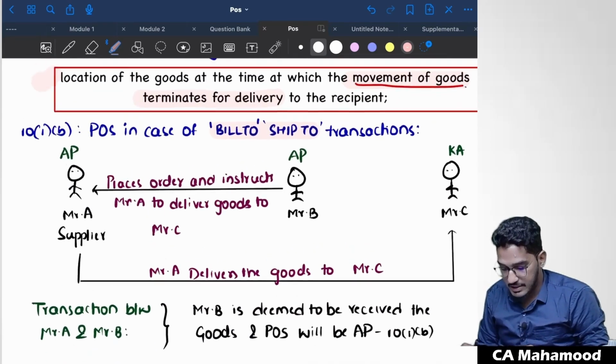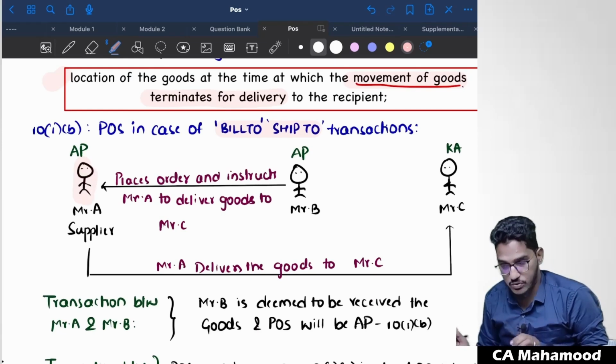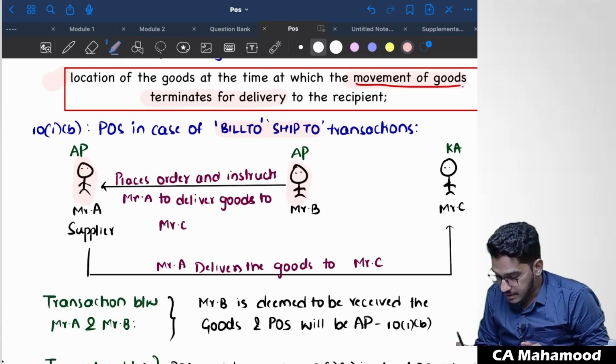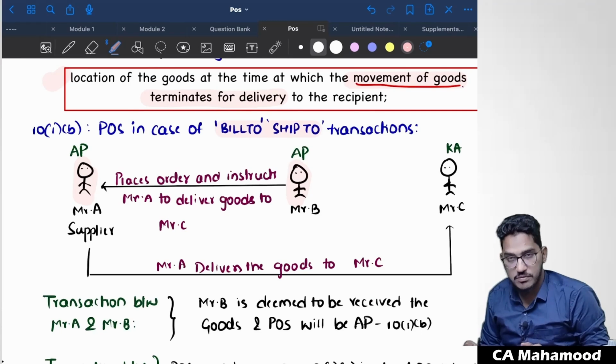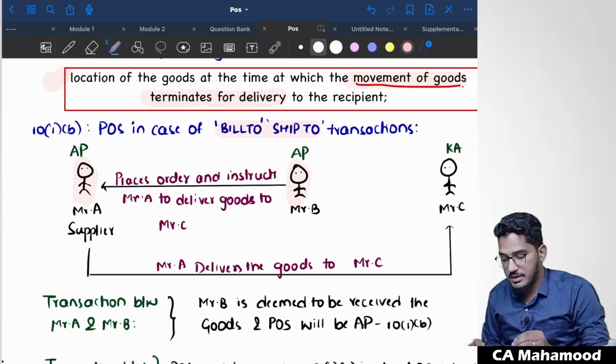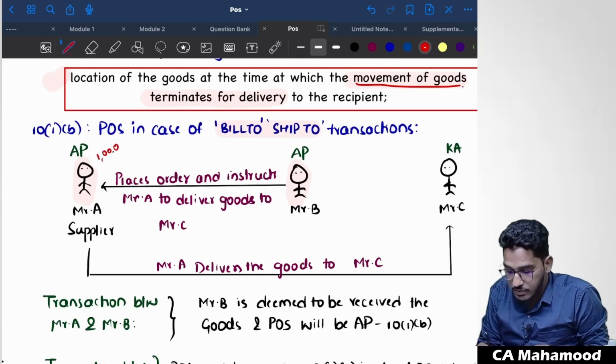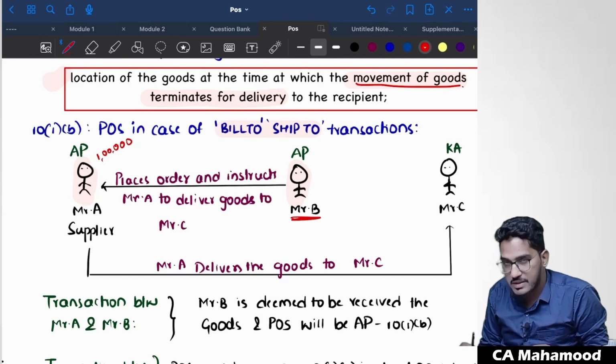So here I have given an example. Take for example, Mr. A, he is a supplier. He is making supply of some goods. Mr. B is a recipient. He places an order with Mr. A, for example for 1 lakh quantity of the goods. But what Mr. B is telling is, okay, I place the order, but you please deliver the goods to Mr. C.